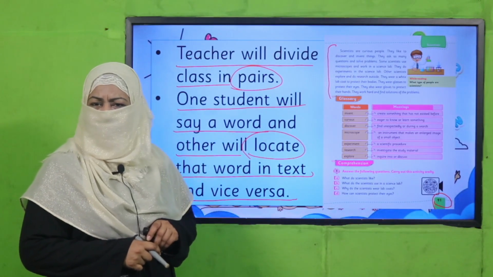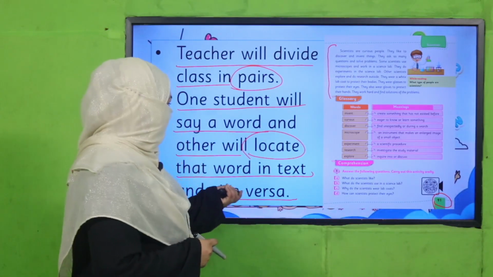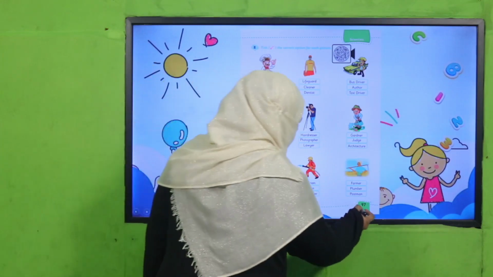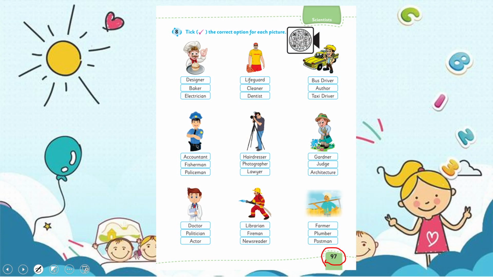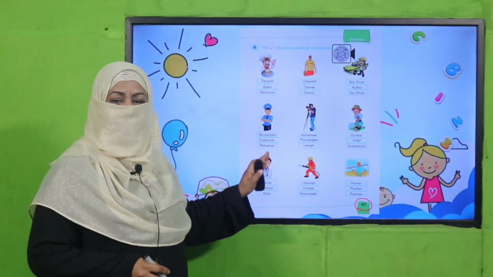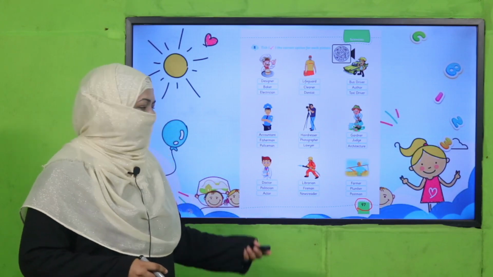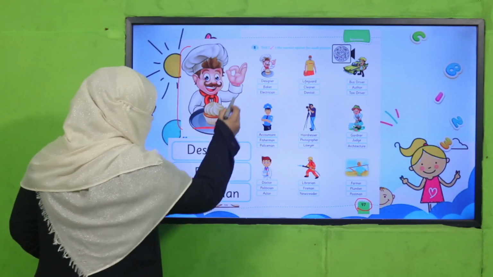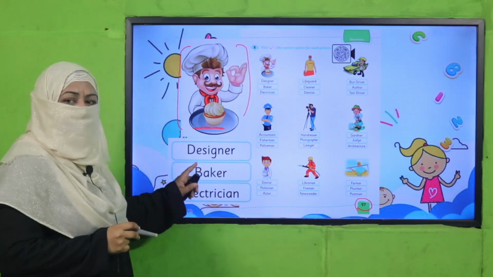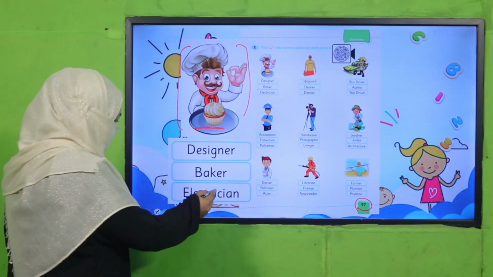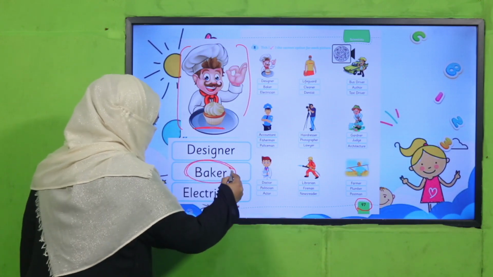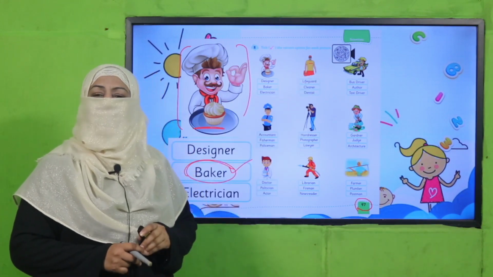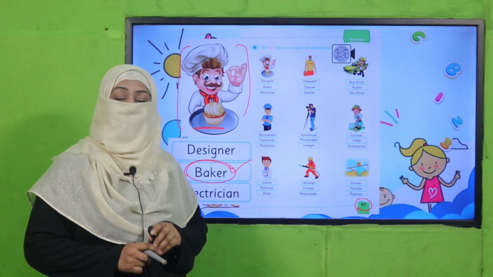Yes, my dear students, are you done with it? Good job. This is a very interesting activity, right? So now let's practice this in your book. All of you open your book on page number 97. These are the pictures of different professionals, people who are related with different professions. So you will look at the picture. Who is he? He is a baker, right? So you have to select the right option. Where baker is written, that's here. So you will tick it, baker. Likewise, you will keep looking at the picture and find the correct word for that. So pause the video, complete this task in your book, and then come back.